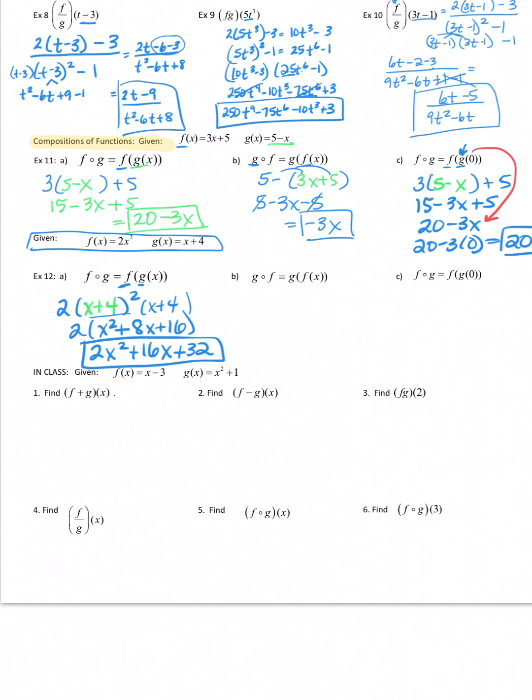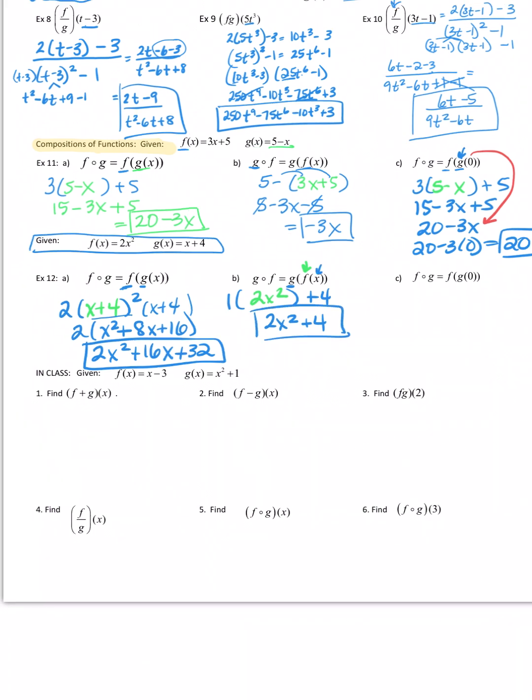B says g of f of x. So I'm going to take the g expression, something plus 4, and I'm going to plug in f. So I'm going to put 2x squared in there. Well, there's nothing really to do here because there's nothing to distribute. That one is understood. So I'll just have 2x squared plus 4, and I'm done. X is left here, so I don't have to plug anything in.